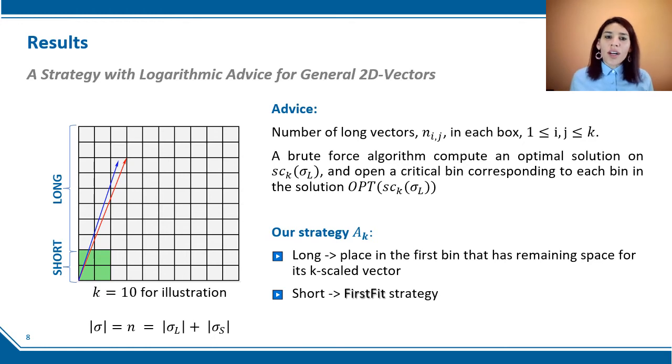So we define two types of vectors. Vectors in the green region are short and others are long vectors. The value k is a bucketing parameter. And then the advice is the number of long vectors in each box. Our strategy serves each vector in the following way. If a vector is long, then place it in the bin that is opened by the k-scaled vector. And if it is short, use the first fit algorithm.